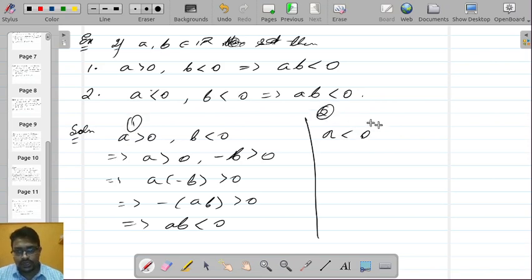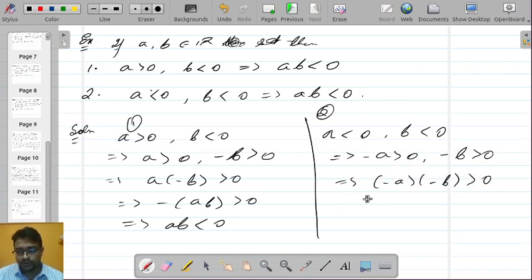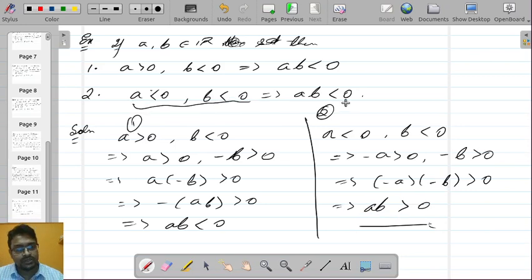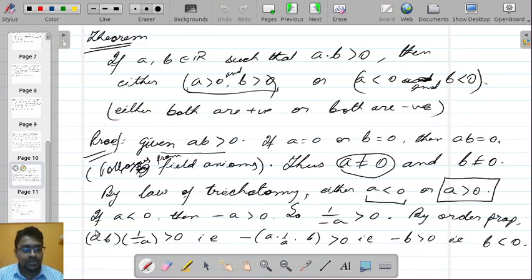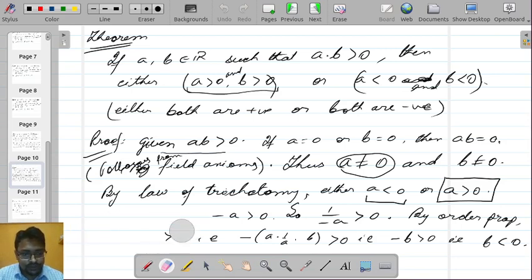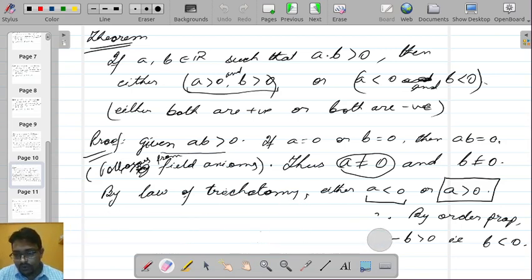The second one: a is less than 0, b is less than 0, so this will mean that minus a is greater than 0 and minus b is greater than 0. So this will imply minus a into minus b is greater than 0, which follows from order property. But minus a into minus b is, by field axioms, ab, so ab is greater than 0. So the product of two negative numbers is positive. The product of a positive and a negative number is negative. So this result we can use here. Instead of doing it in a complicated way, let us do it in a simpler way.